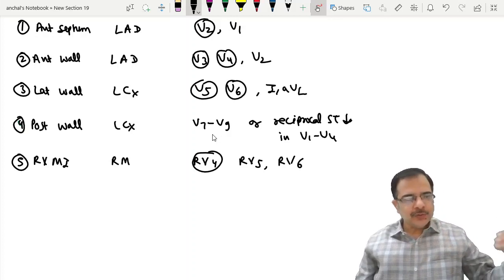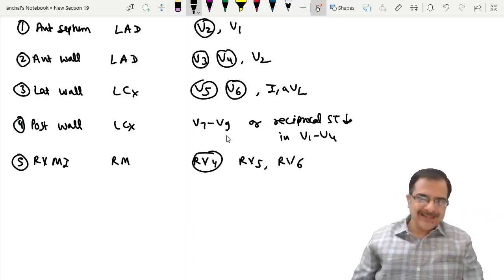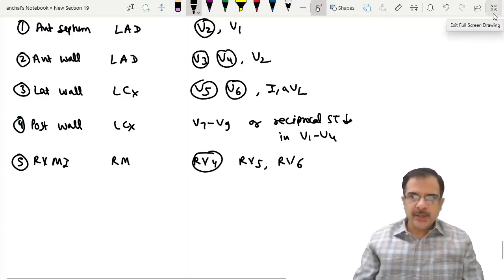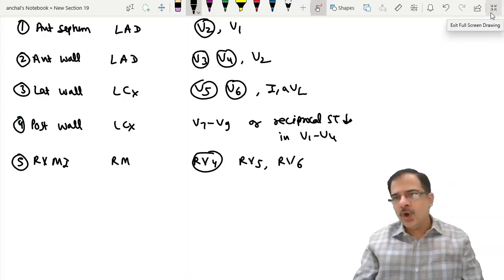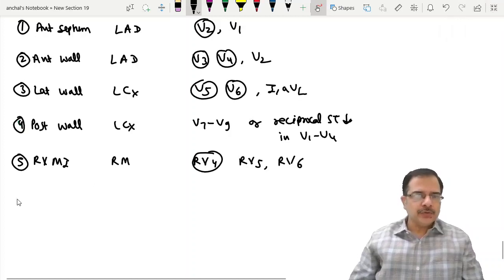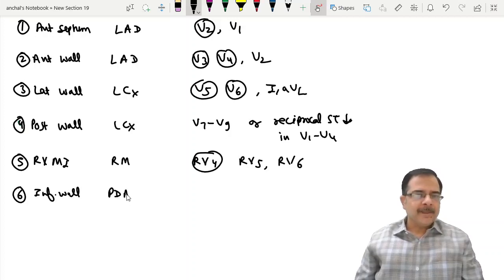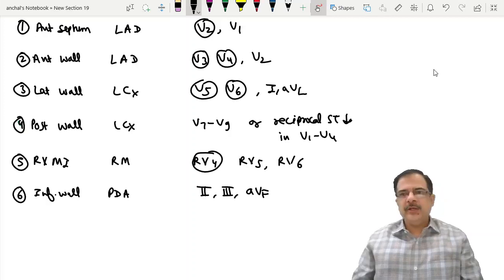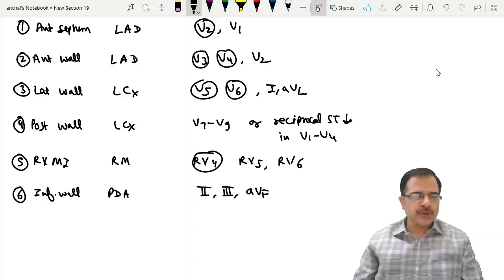So let's do the practice of some of these ECGs. Now it is your turn to identify which wall of myocardial infarction you are dealing with. And of course, I have now written the inferior wall. So inferior wall MI, PDA, 2, 3, AVF. Inferior wall myocardial infarction.